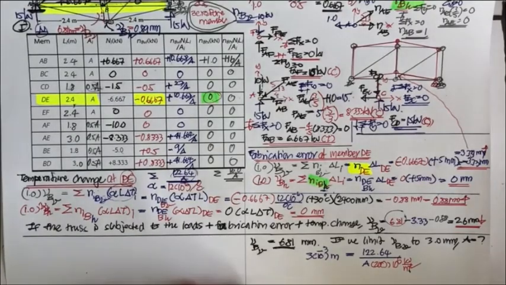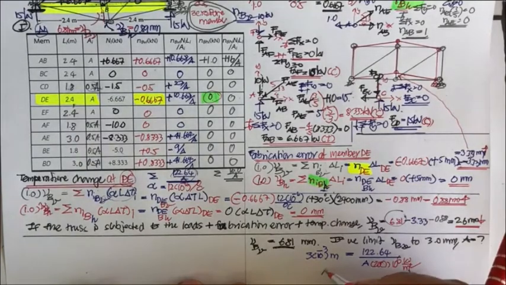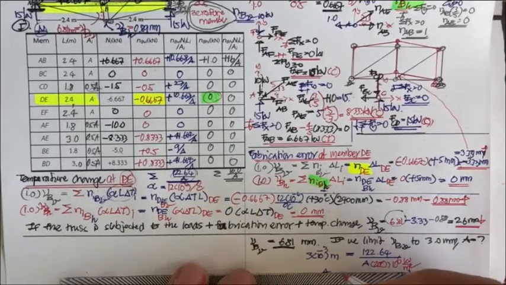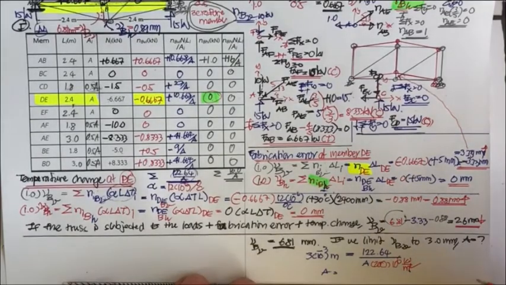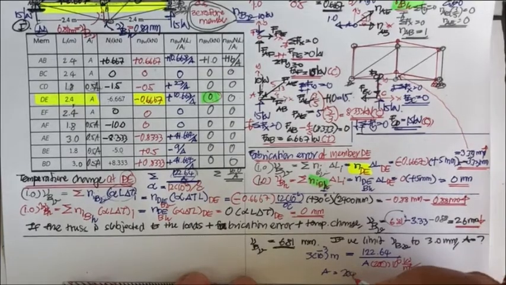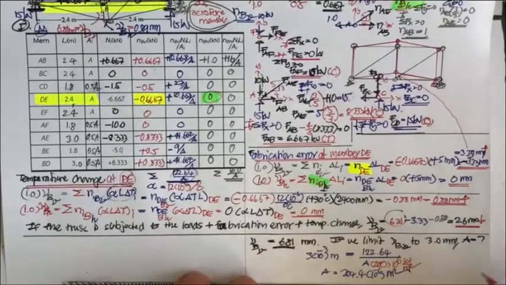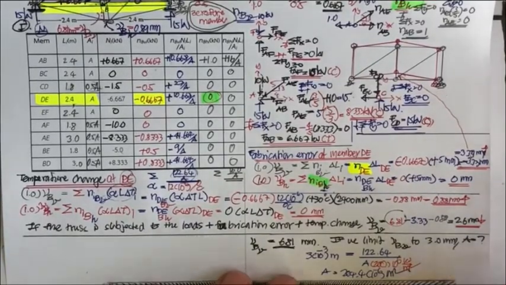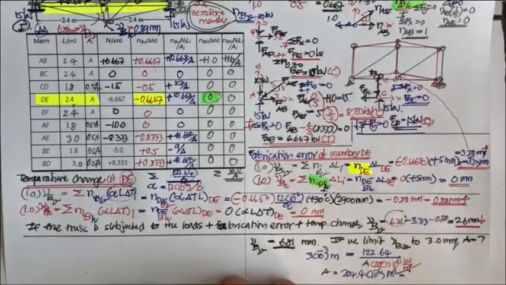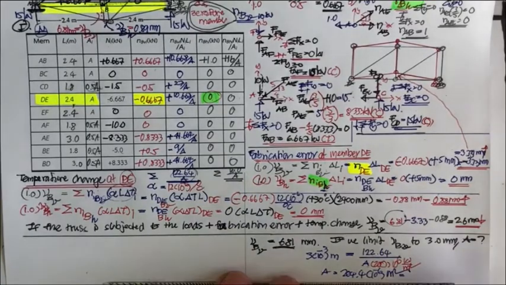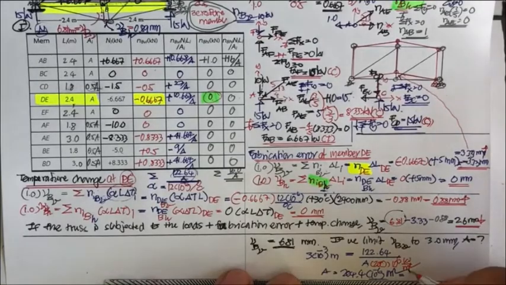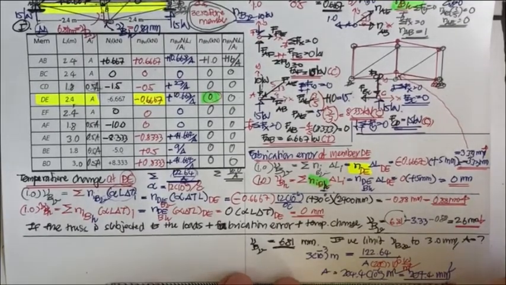So the A, just put the A up here and do the calculation. The A can be 204.4 times 10 to the minus 6 meters square. This is meter square. And then also, you know that 1 million square millimeter is equal to 1 square meter. So this one is going to be 204.4 millimeter square.